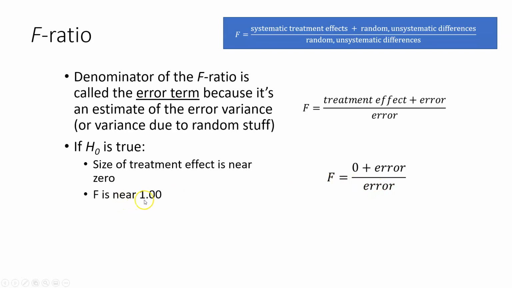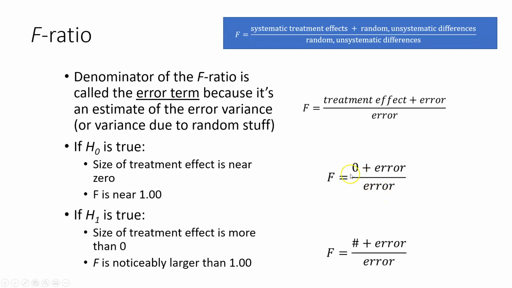Now, it's not always going to be exactly 1 because error is error. It's going to be variable. It's going to just be slightly different. So the differences that we see between our groups are just going to have a little bit different differences than the differences that we see within each group. And so it's not really ever going to be exactly 1, but it's going to be something close to 1 if the null hypothesis is true.